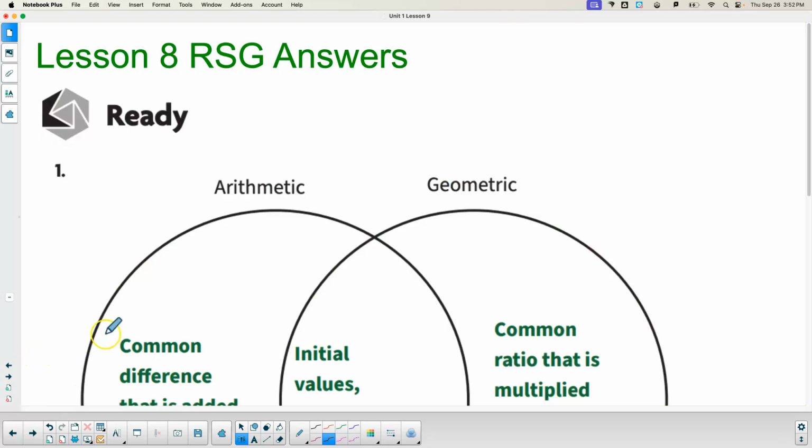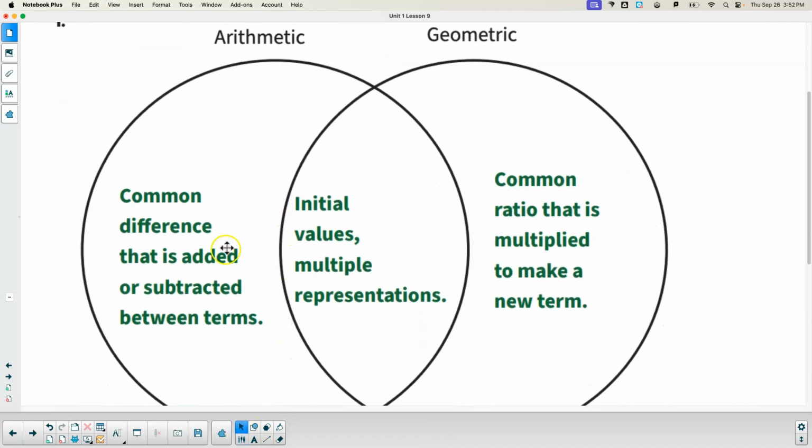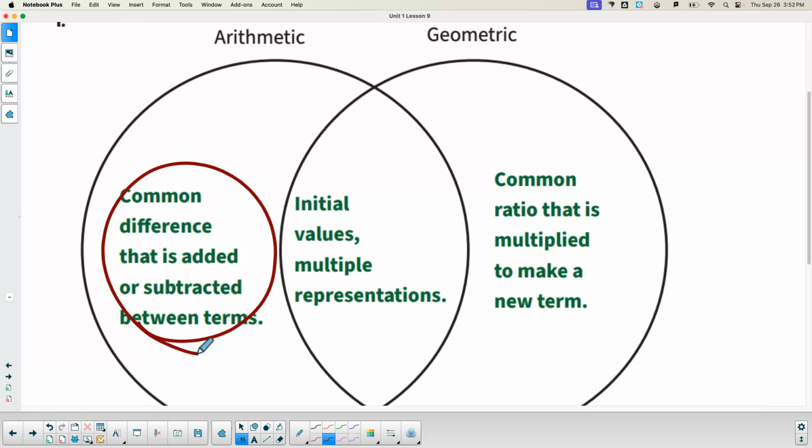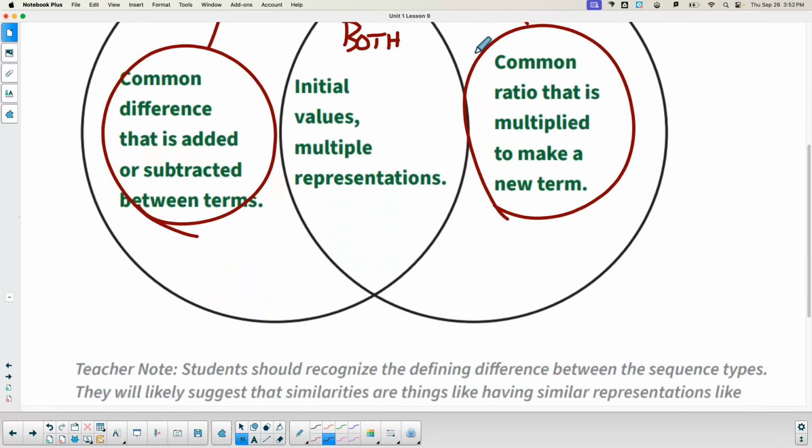So on this one, I'm going to explain the first one first. In this first one, the Venn diagram, they just wanted to know over in this area what was solely arithmetic. In here, what was both, shows up in both, and over here, what was just geometric. So that was just words there to fill in.